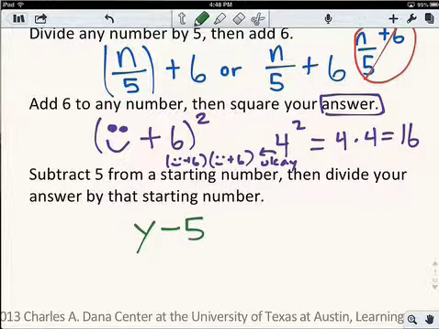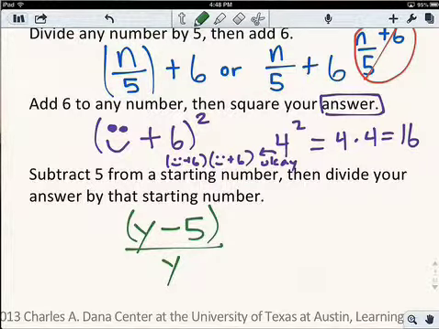And it says to divide my answer by the starting number, so let's go ahead and group those together. Let's add that horizontal bar, and then my starting number was y, so let's divide by y. Cool. Okay, I think we're good. I think it's a good answer.